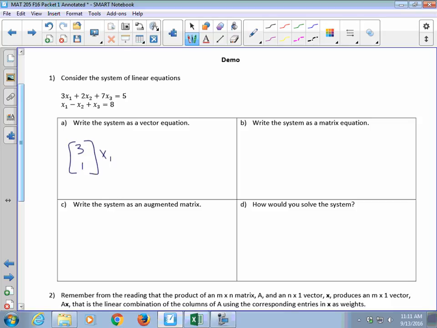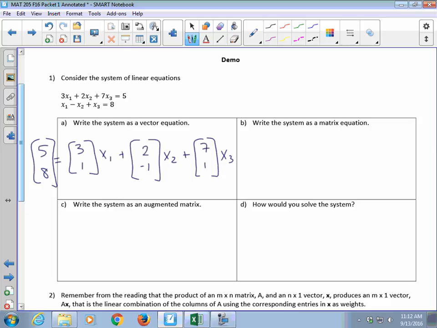a weight of x1, coefficients 2 and -1, weight of x2, coefficients 7 and 1 with a weight of x3, and I ran out of room. That equals 5, 8. So that's how I can translate that system to a vector equation.